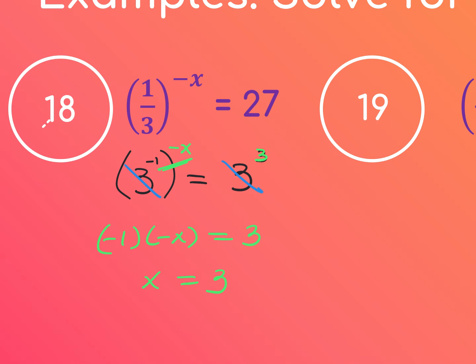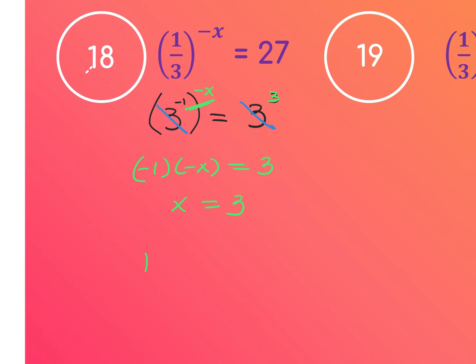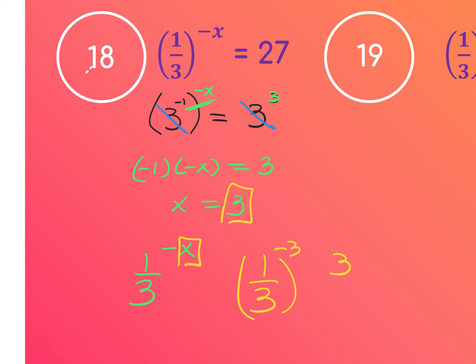And again, you could have plugged it in. Take the 1/3 raised to the negative x, put in the 3 here, and again, it's 1/3 raised to the negative 3. Think reciprocal. When you see negative, make it positive, and now evaluate it, and it does give you 27.